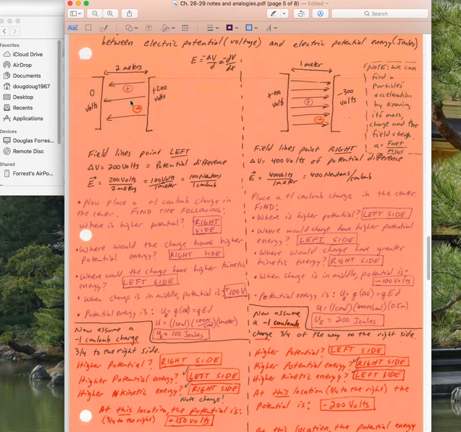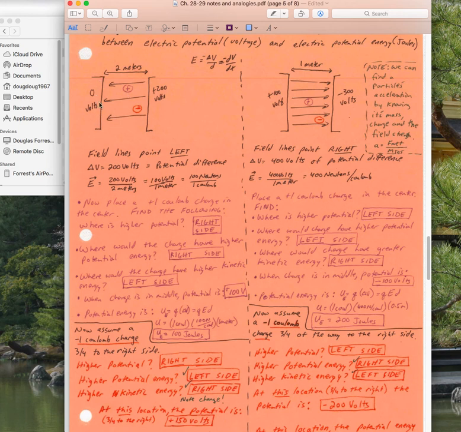So it would have higher kinetic energy on the left side. In other words, if I let this thing go, it's going to zoom or accelerate to the left side, gaining kinetic energy as it goes, losing potential energy. So when the charge is in the middle, what's the electric potential?